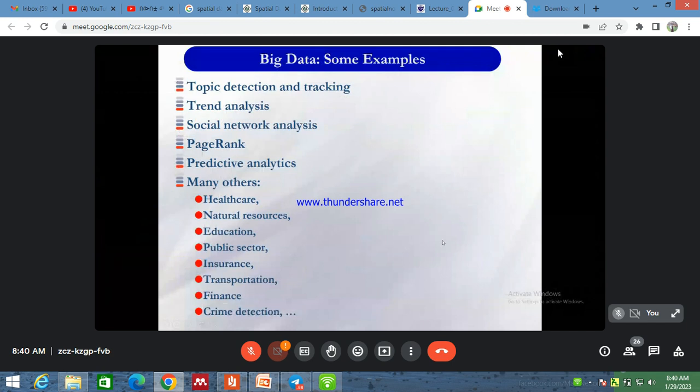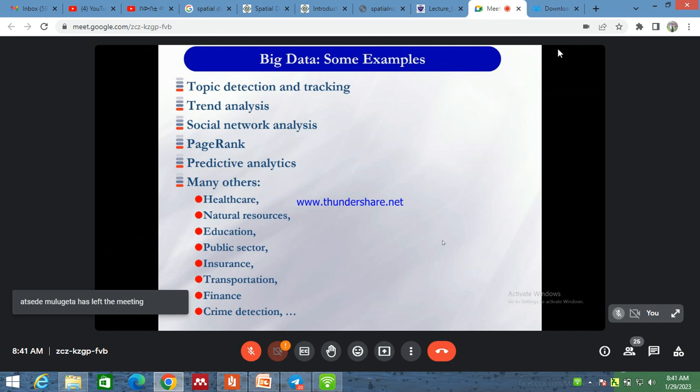So big data can be applied in different sectors. You guys may have different work. I hope one or two or three of you work in the healthcare environment, so you can apply big data analysis. You can apply different implementing techniques for your work and your research. Natural resources, educationists: you can apply it in education. I hope one or two of you may be teachers in high school or somewhere else.